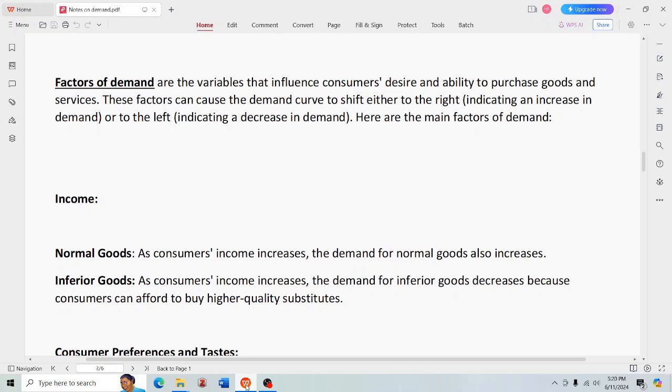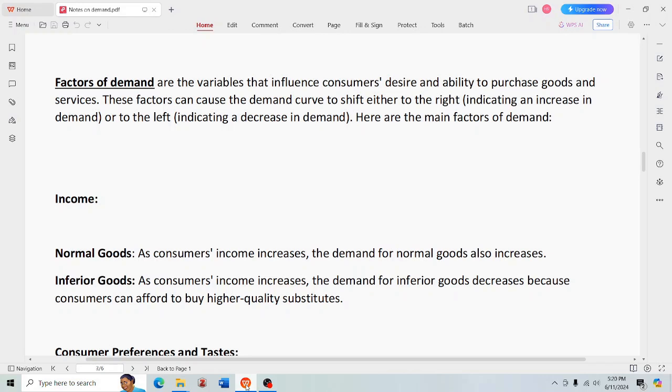First of all, we have normal goods. For any good, if consumers' income increases, the demand for that product will also increase. For example, if your income increases and your demand for a particular good or service is increasing, that means that good is a normal good.